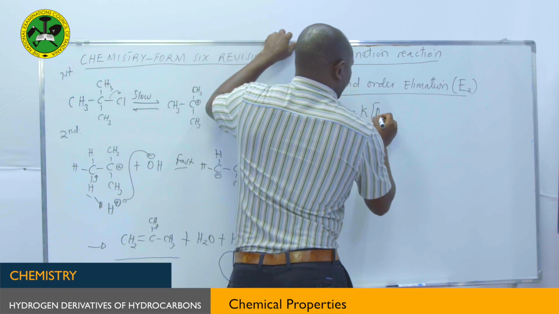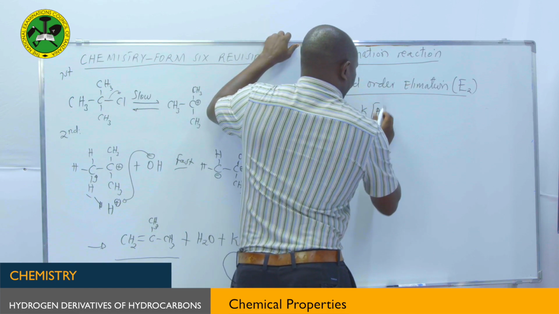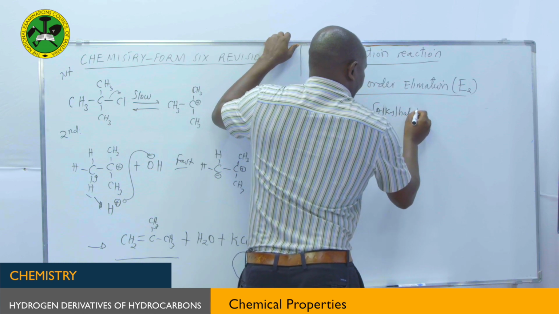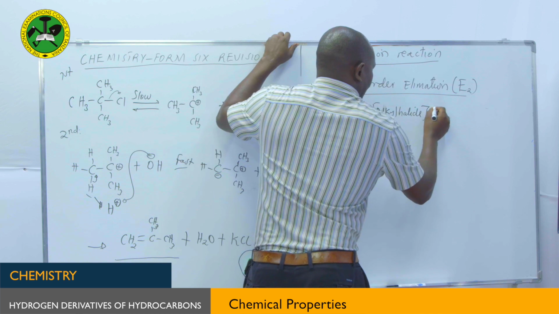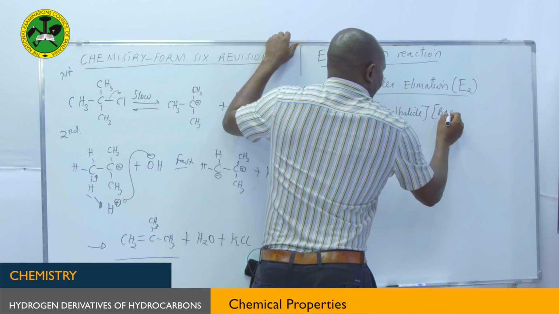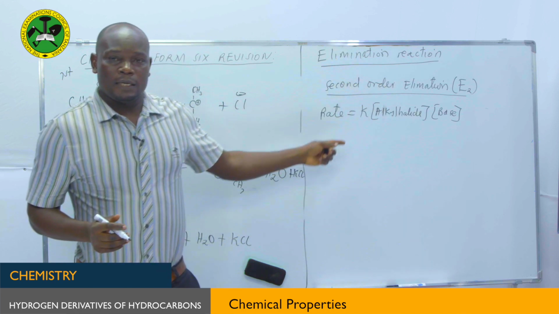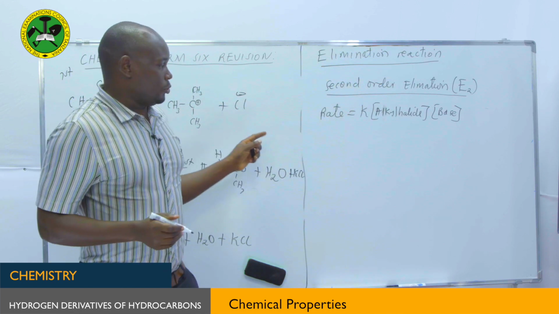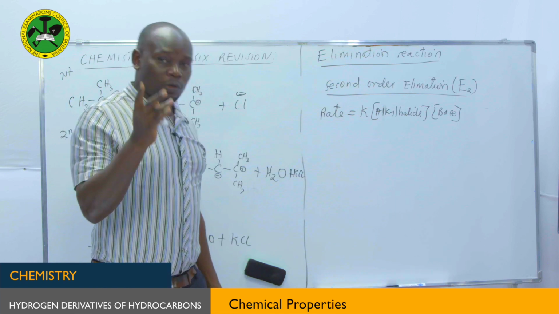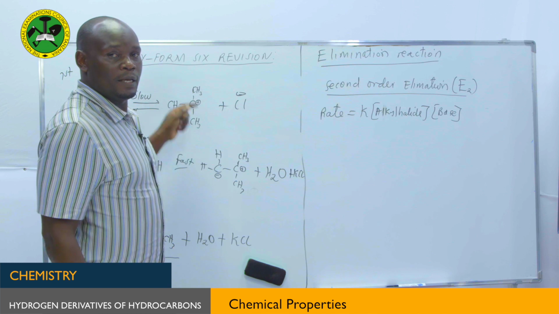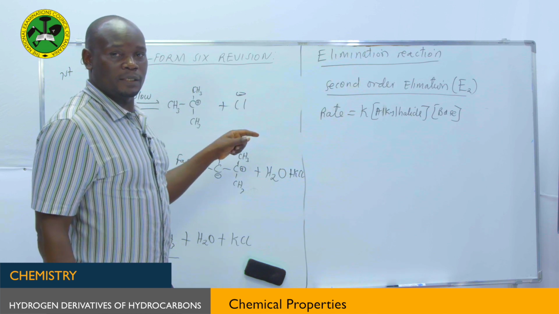So we have the concentration of alkyl halide times the concentration of a base. And this is why we call it second order elimination reaction. So during the transition state, both the reactants are involved, different from what we have observed in first order elimination reaction.